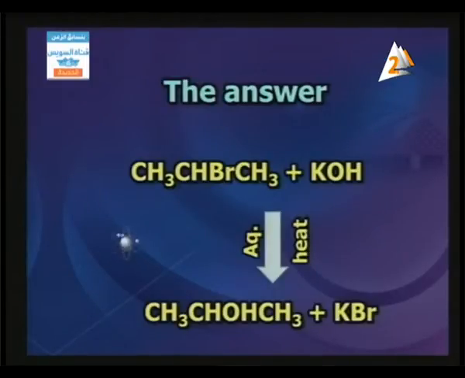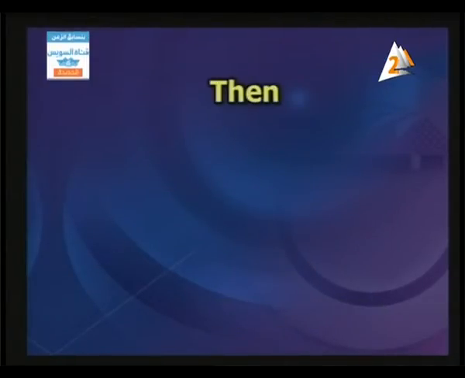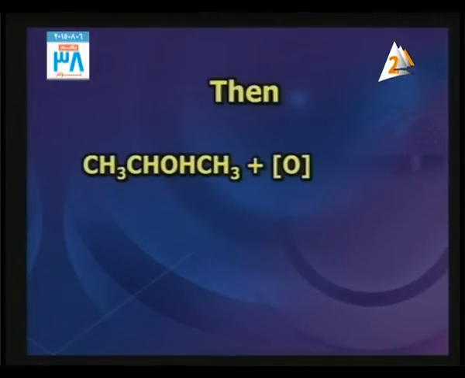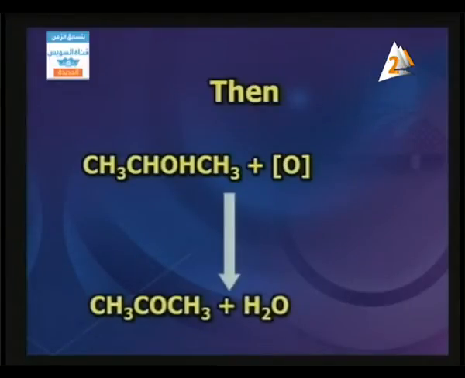Let's go to see other parts. Then, do you think this is the whole answer? Sure, it's not. We make oxidation now. CH3, CHOH, CH3 plus oxygen. Here it means you have a process of oxidation. The result directly for this case will be CH3, CO, CH3 plus water.